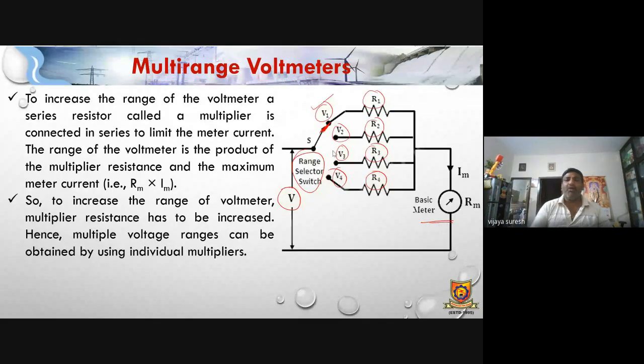So like that we can have multiple parallel paths. Just observe here, at a time we are going to connect only one. We cannot connect two or three. If the switch is connected to the first position, this is the path of current. If the switch is connected to the second position, this is the path of current. If the switch is connected to the third position, this is the path of current. If the switch is connected to the fourth position, this is the path of current. So at a time we are having only one resistor. Depending upon the position, we can have multiple values.